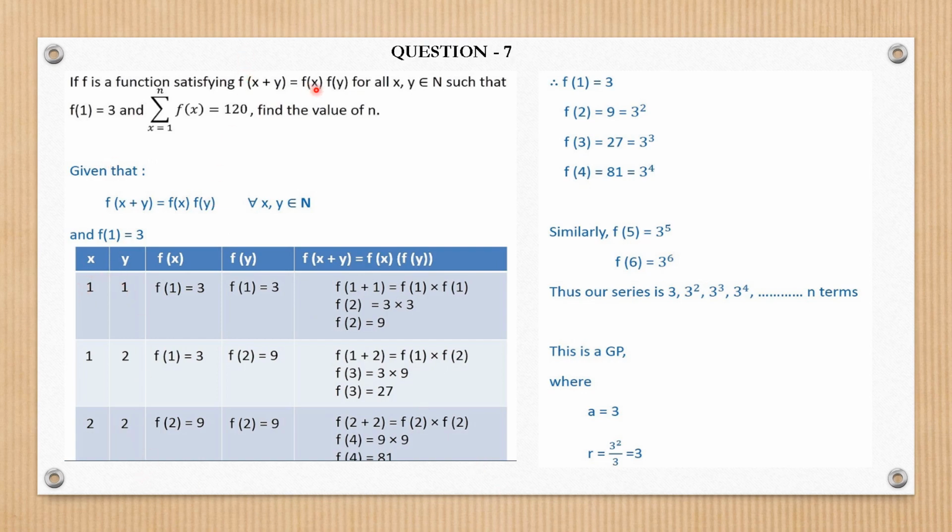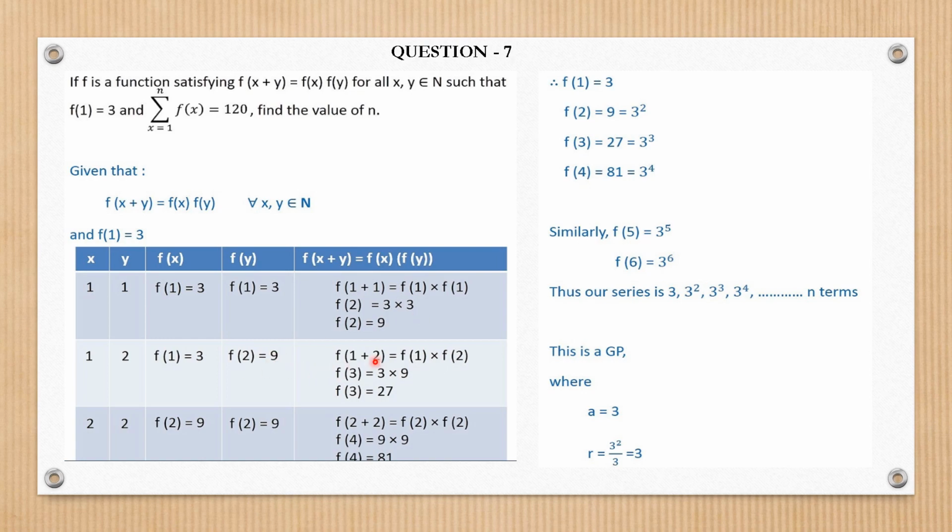f(x + y), where x and y are both natural numbers, so I have to start with 1. Here this is f(x), this is f(y), and f(x + y) can be calculated as f(x) times f(y). When both x and y are 1, f(1) is 3 and f(1) is again 3. So f(1 + 1) can be calculated by this formula as f(1) times f(1), that is 3 times 3, that is 9. When x is 1 and y is 2, this is 3, and f(2) I calculated, it is 9 from here.